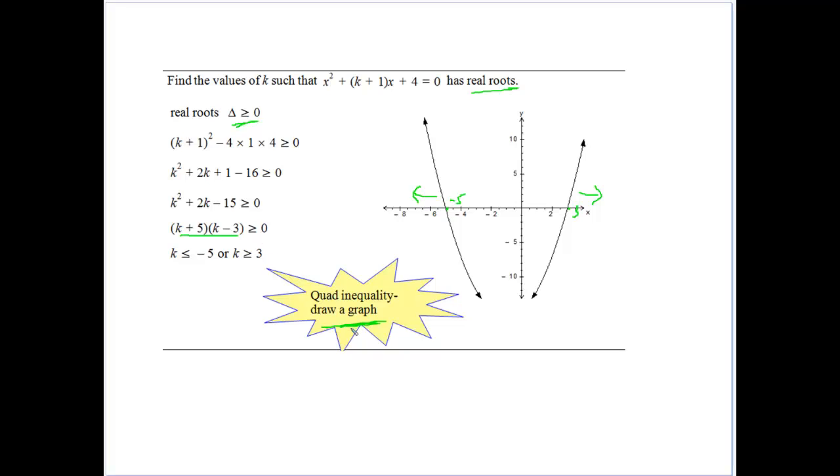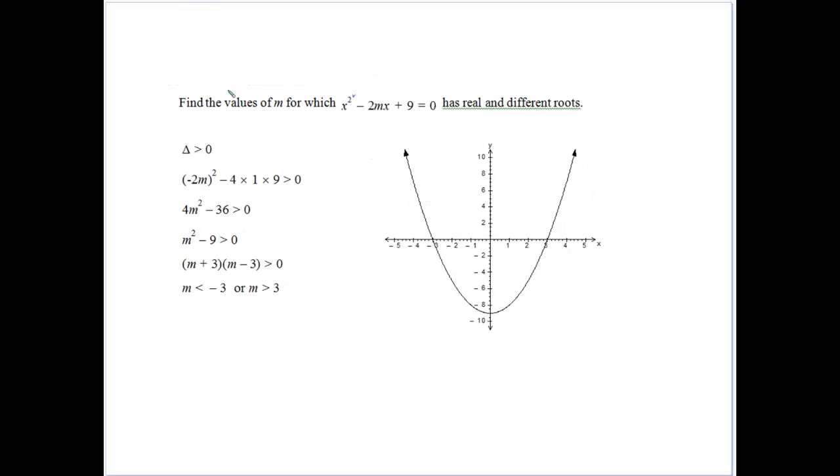So draw up a quadratic inequality. When we've got to solve a quadratic inequality, draw a graph, draw that graph up, so you can see what values will make it greater than 0. So where that parabola is going to make it greater than or equal to 0. So x squared minus 2mx plus 9 is equal to 0.